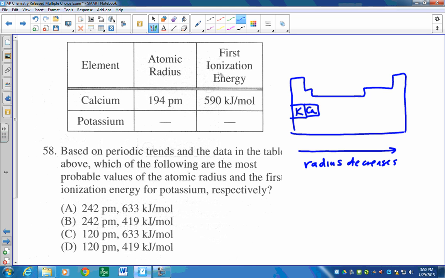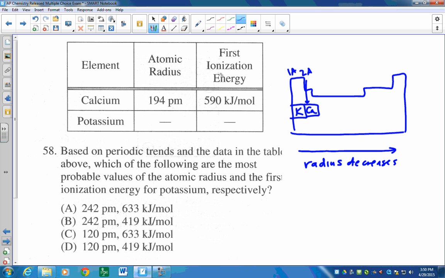But what's going on is potassium is in row 1A, so it has an effective nuclear charge of 1. Remember, effective nuclear charge is what you get after you take the valence electron, or sorry, the total electrons and subtract the shielding electrons.